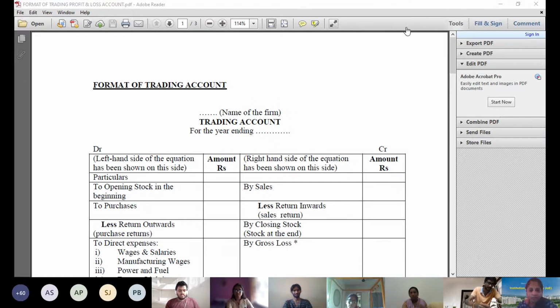Okay, so we'll go ahead with our final account format. The format is: name of the firm, XYZ Limited, trading account for the year ended 31/12, whichever year it is, 2015, 2017, 2020. Debit side, credit side. I've given only one amount column here, but there'll be an inner column and outer column. You will ask me what is inner column and outer column; I'll tell you when I'm doing a problem.